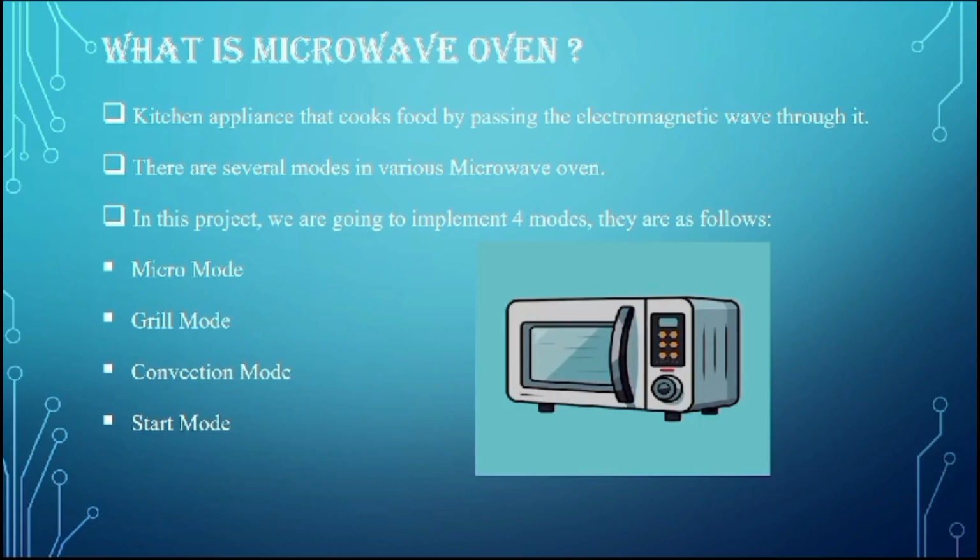Now, what is a microwave oven? It is a kitchen appliance that cooks food by passing electromagnetic waves through it. There are several modes in various microwave ovens, but in this project we are going to implement only four modes. They are micro mode, grill mode, convection mode and start mode.